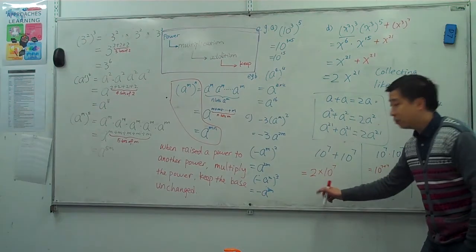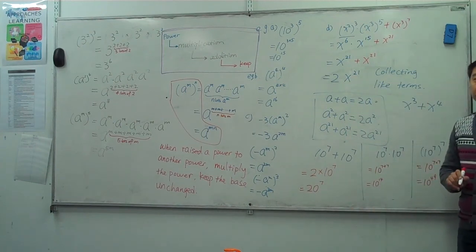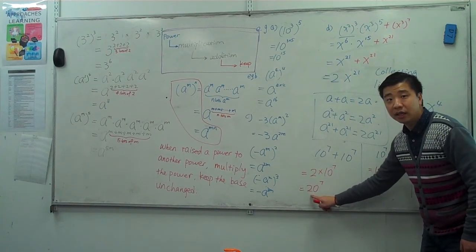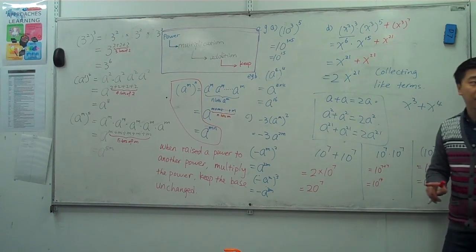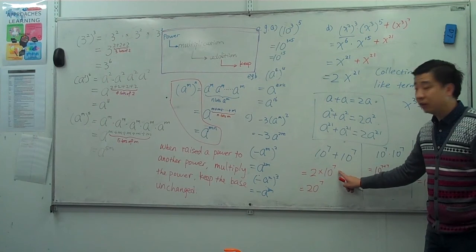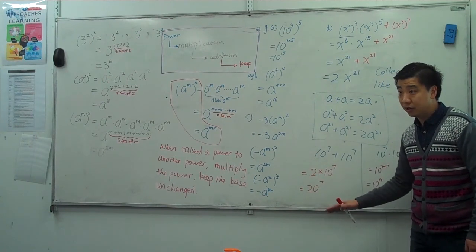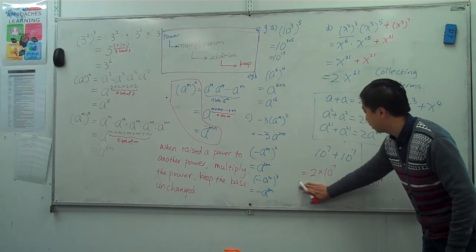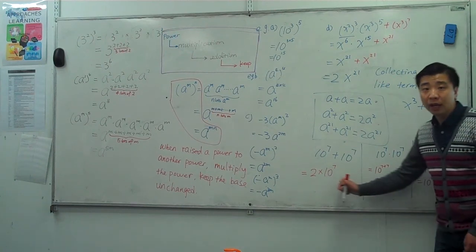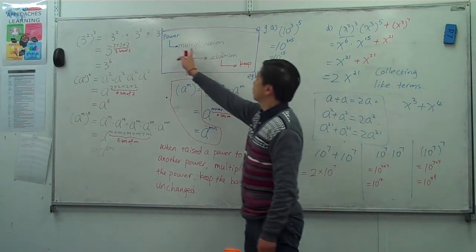Okay. In this one, some people may think 2 times 10 is 20. So that's 20 to the power of 7. Is that correct? No. Okay. 2 times 10 to the power of 7, they don't have the same base. You cannot do any calculation. Okay? So this is not correct. Don't write that. Now I use these three to make you understand the difference of the law.